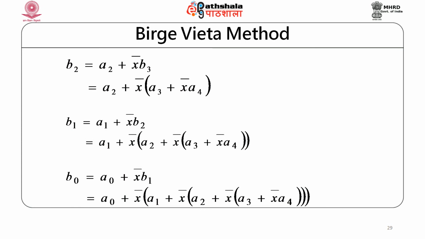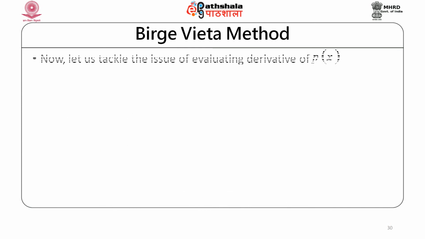So, we get this as the value of the polynomial at the point x̄: a0 plus a1 x plus a2 x² plus a3 x³ plus a4 x⁴. So, this is how, using this iteratively, we can get the value of the polynomial at the point x̄.